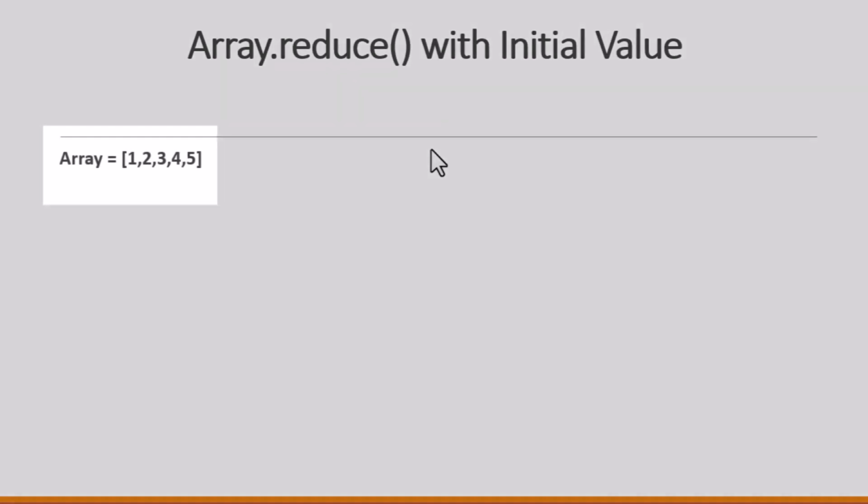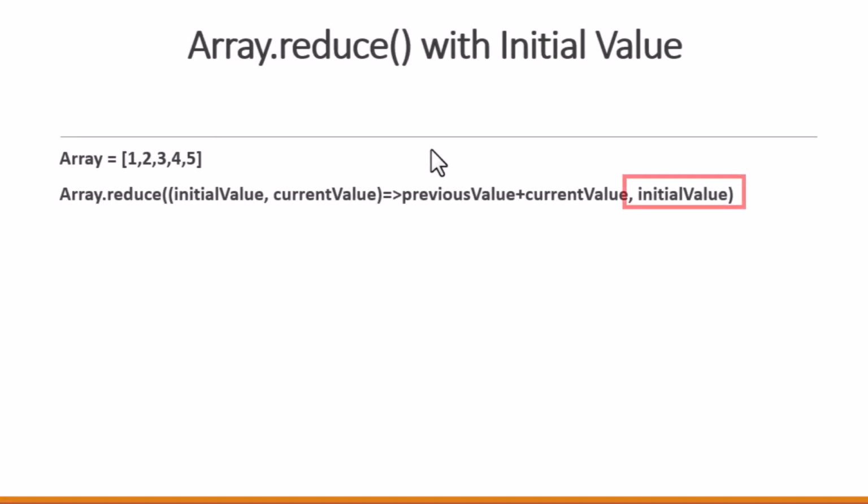So this is our array, and here is our reduce method with an initial value as the second argument of the reduce method. As you can see, instead of previous value, here we have initial value as the first argument. The second argument is same as before the current value, then same as before we are adding current value to previous value, which in this case is the initial value. So here the first argument is 10 that we have specified as the second argument of the reduce method, and the current value is the first element of the array. And the result of reduction in this stage is 11.